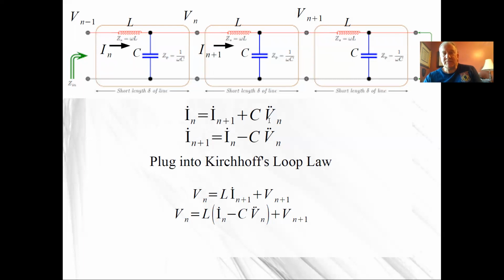All right, so I took the loop law, I took the time derivative of the loop law, and I solved for I_(n+1), which is the current going into the next segment of the wire. And I'm going to plug it into the loop law, and I end up with this equation. So the voltage at n is equal to L times the time derivative of the current in n, minus C times the second time derivative of the voltage at n, plus V_(n+1).